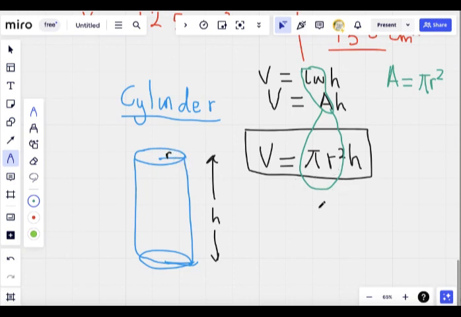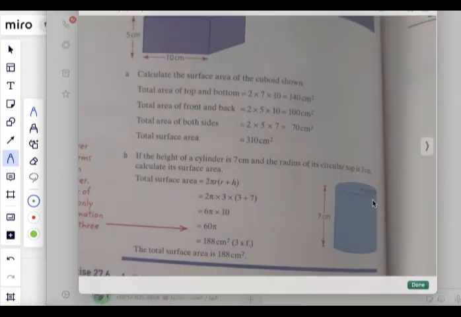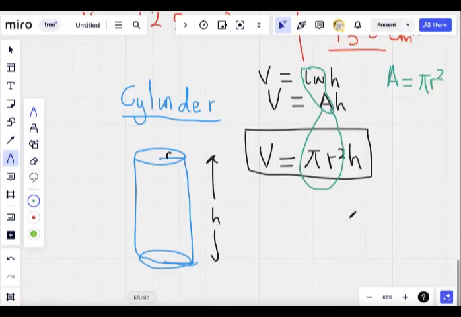So let's say, for example, we have some numbers. Let's say we have 3 centimeter for our radius. The radius of this circle is 3 centimeter, and then this height is 7. Calculate the volume of this cylinder. Before, we looked at the total surface area of the cylinder. Now let's calculate the volume of the cylinder.